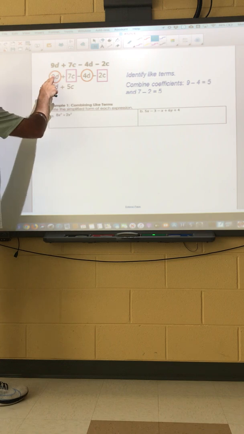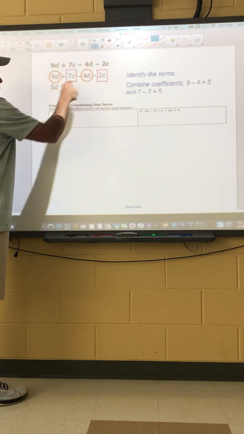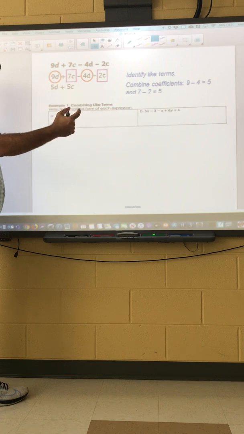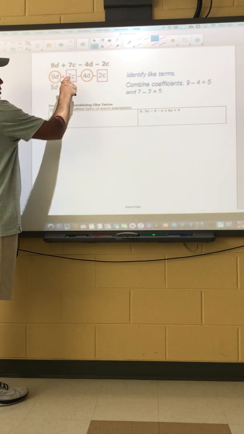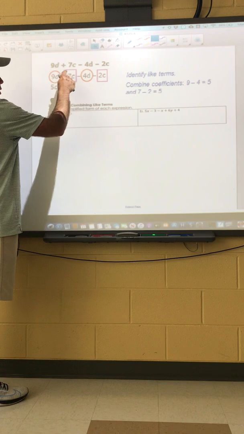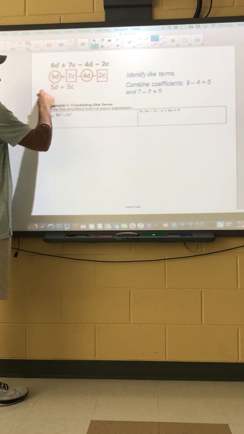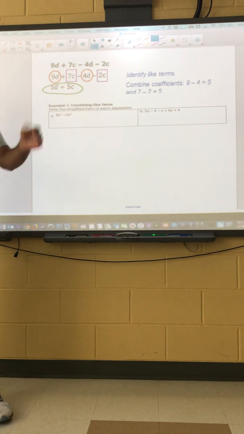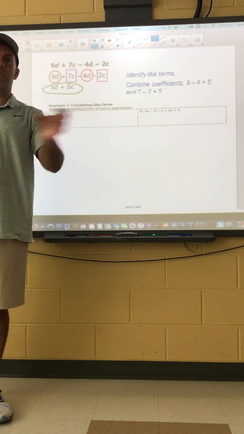So now I'm going to do 9d minus 4d. Well, that's 5d. Remember, when we add and subtract, the coefficient changes and the variable stays the same. Now I've got positive 7c minus 2c. Well, 7 minus 2 is 5, so I get 5d plus 5c. That is my answer. I can't do more there because they have different variables.